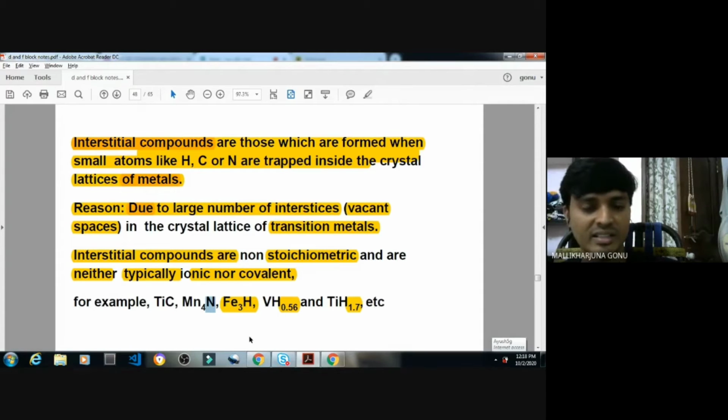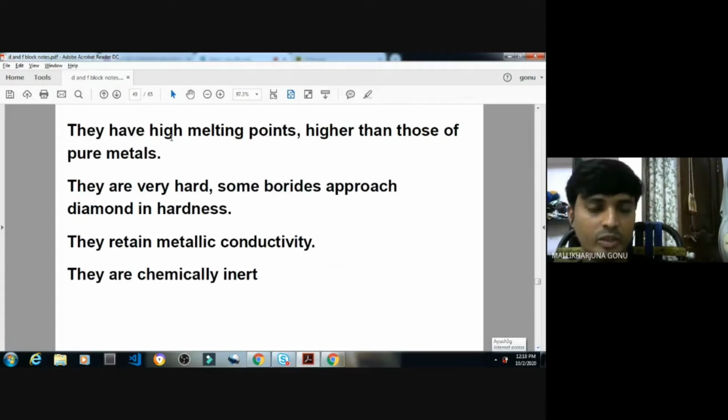So copper plus zinc, which is brass, that is an alloy. But an interstitial compound is this one, with the non-metals or smaller elements. Is it clear, Aishwarya? What do interstitial compounds mean? Yes. Very good. So the importance of this is they have high melting points.